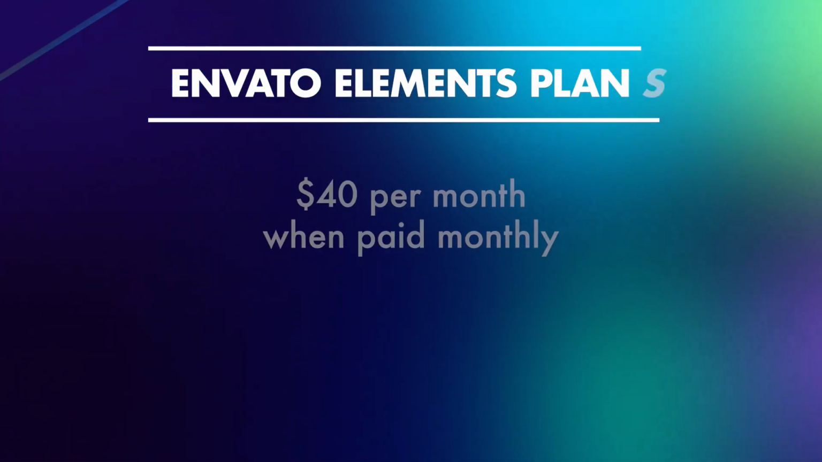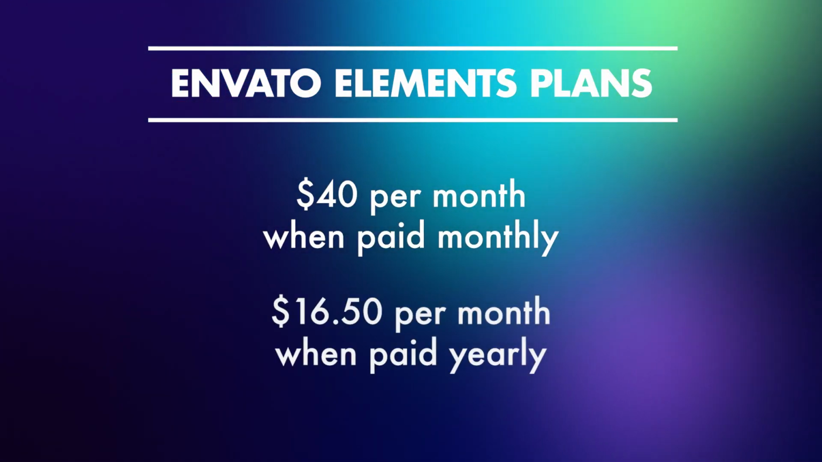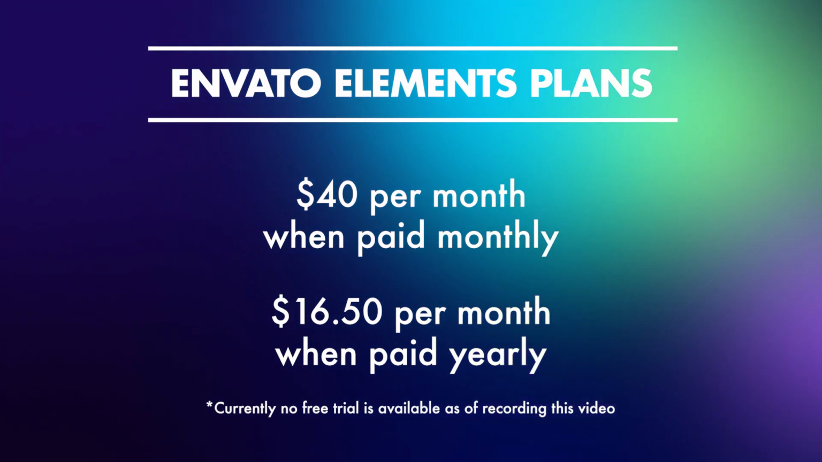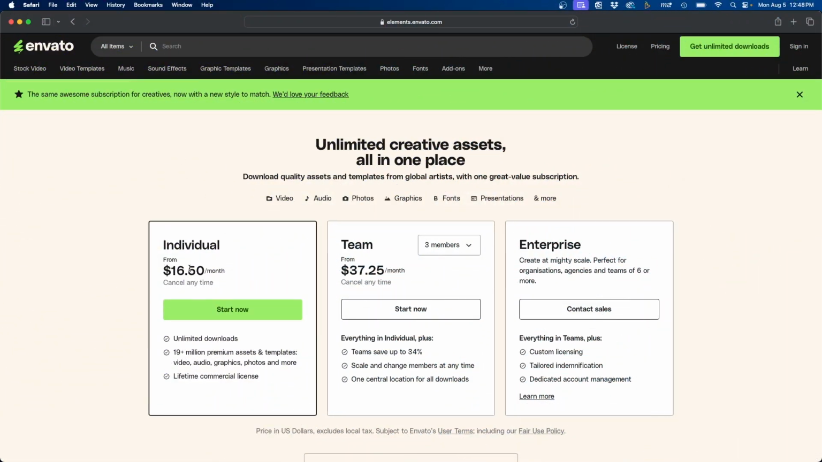So let's first talk about the pricing and the license. When it comes to pricing, it comes in two different ways. You can go with the monthly or yearly plan. The monthly plan is quite expensive. It comes in at around $40 a month if you want to go month to month. But if you want to pay yearly, that comes out to $16.50 a month, which comes out to $198 a year. You can see on their website, they're advertising $16.50 a month, but that's for the yearly plan.